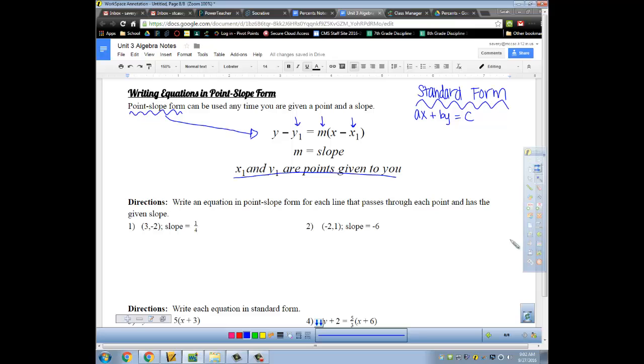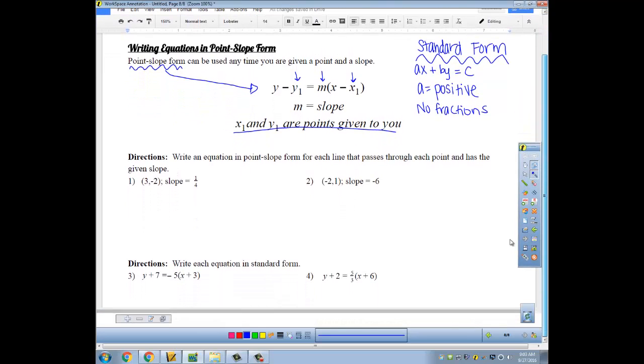Your a, so the number in front of your x, must always be positive, and you can't have any fractions in the equation. So just some rules. Your variables need to be on one side, your constants on the other. The number in front of your x needs to be positive, and you can't have any fractions. So the first two examples, we're just going to put it in point-slope form, which really doesn't take that much effort. We're just going to plug our numbers into this equation and almost be done with it.